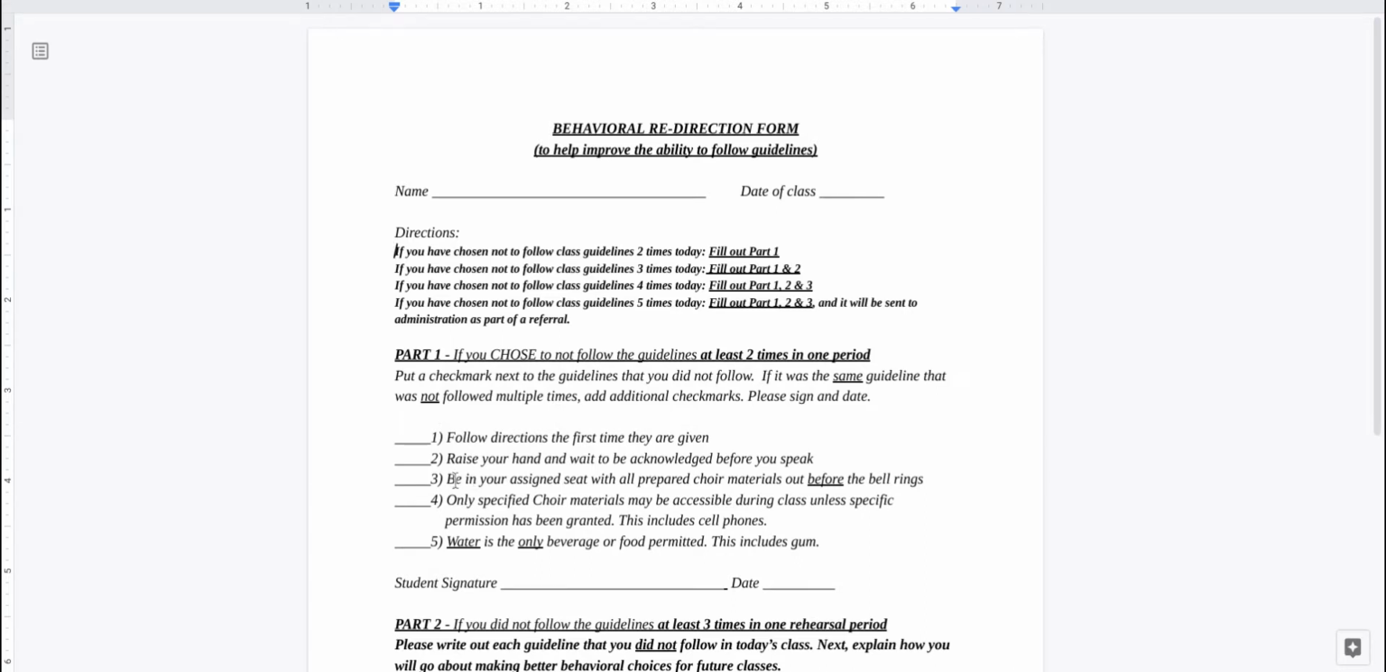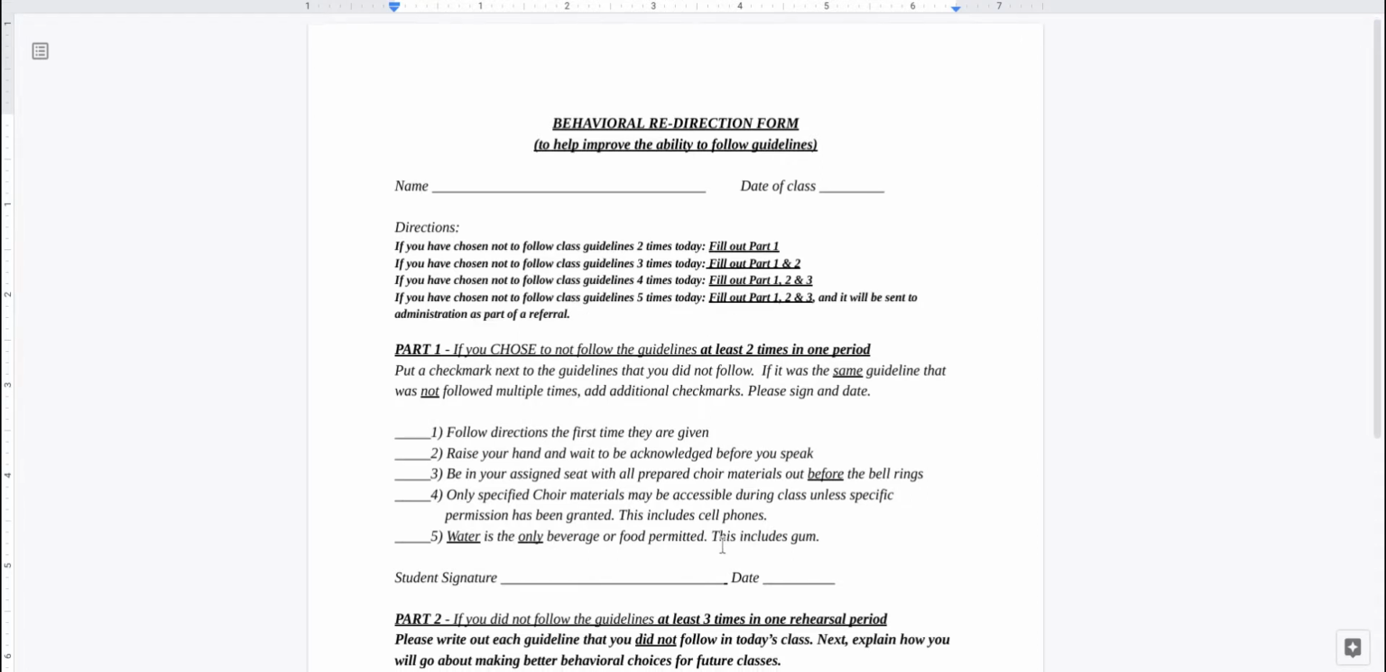Now, in my class, I use: follow directions the first time they're given; raise your hand and wait to be acknowledged before you speak; be in your assigned seat with all prepared choir materials out before the bell rings; only specified choir materials may be accessible during class unless specific permission has been granted, and this includes cell phones; and the last thing, water is the only beverage or food permitted.